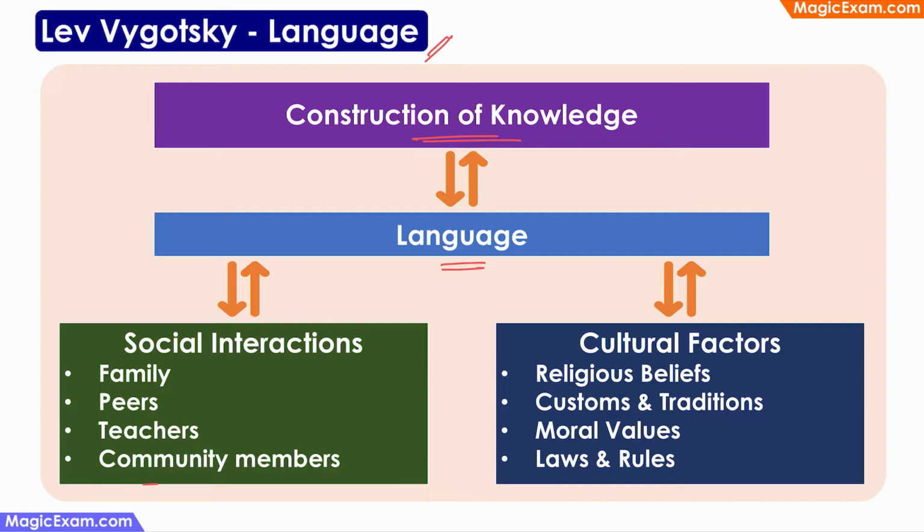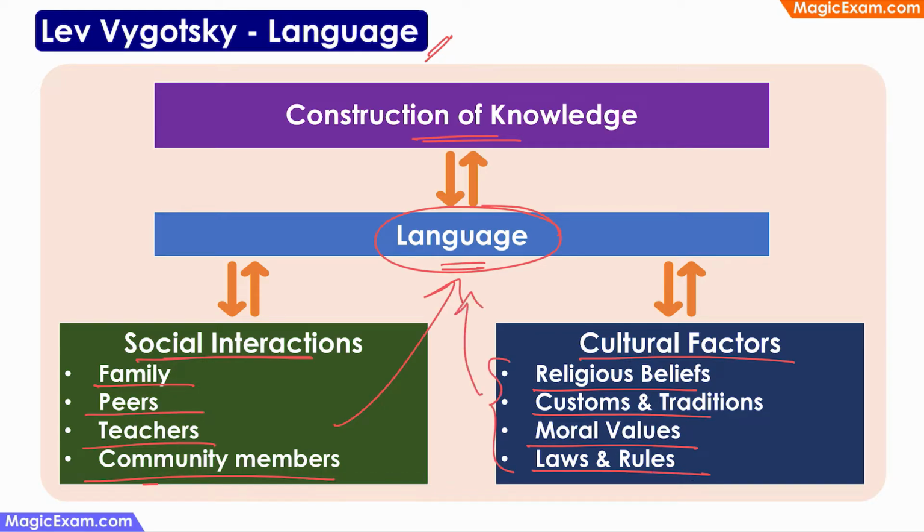So it is a means, and it is also a tool for processing the information. So language helps in social interactions. That is, when a child has to interact with his or her family, peers, teachers, community members, then language becomes very important. And language also plays a very important part in the cultural factors. That is, to understand about the religious beliefs, about customs and traditions, about moral values, about laws and rules. For all of these also, language is very, very important. Therefore, the 3 important factors which affect the cognitive development of a child are language, social interactions, and cultural factors.